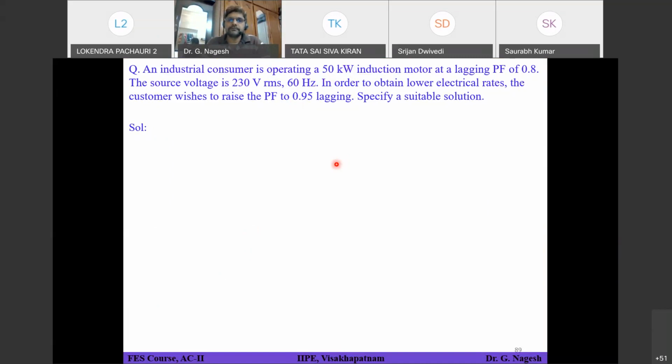Real power. So P for the existing load is 50 kilowatts. You have the power factor also, which is 0.8 lagging. Can you find out Q1, for the existing load? Can you find out Q1 from this or not? Yes, sir. 50 kilowatt in 0.8.